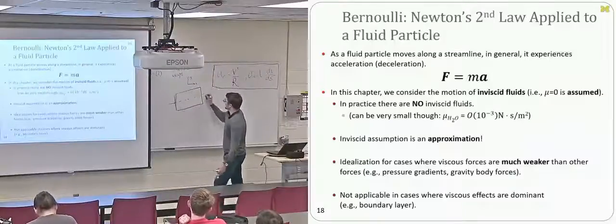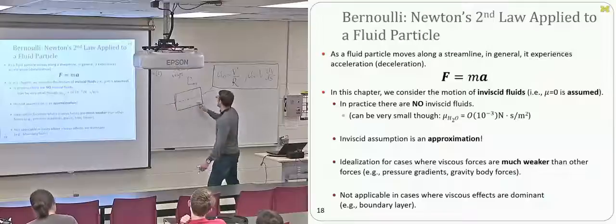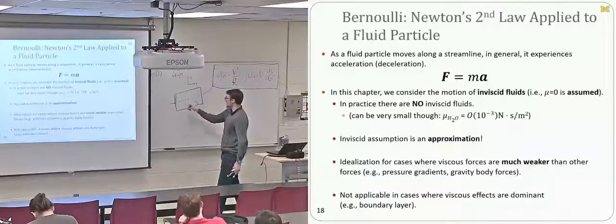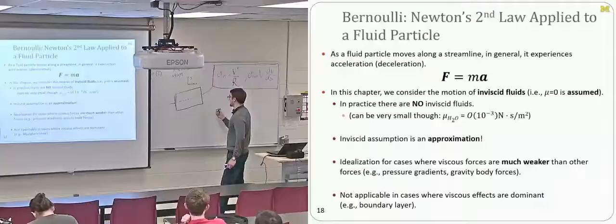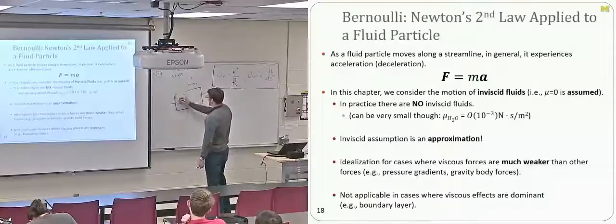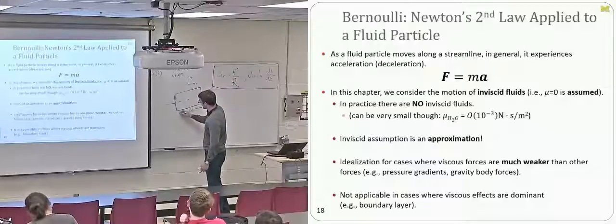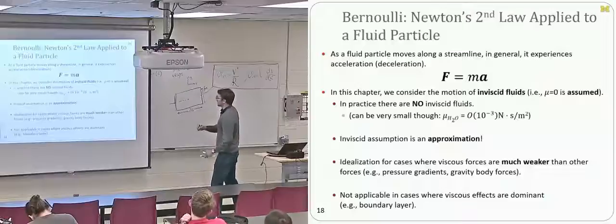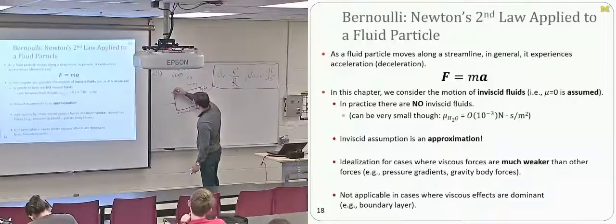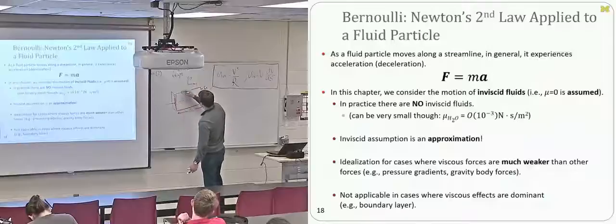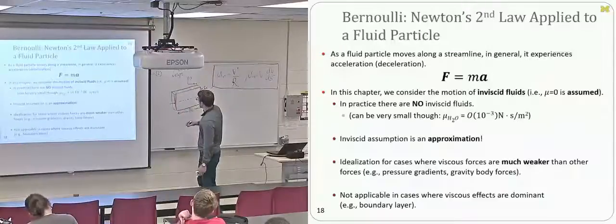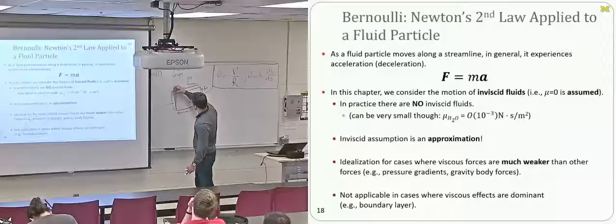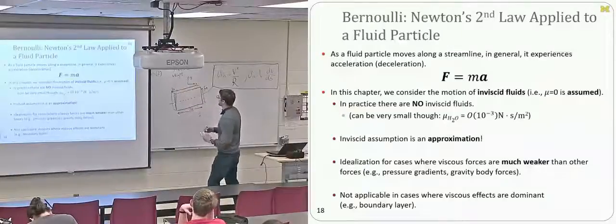So let's assume this blue line here is a streamline. The velocity everywhere here is tangent to the streamline. And then we've got this small little fluid volume with length ds, height dn, and then we'll say that it has a depth of dy, right?